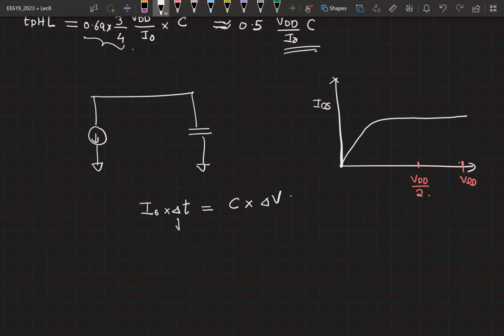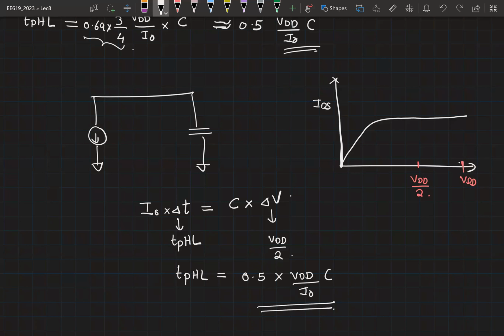So now in our case, I naught is equal to TPHL, right? And delta V is equal to VDD by 2. So can you tell me what is the value of TPHL? So you should get 0.5 into VDD by I naught into C. So irrespective of whether you use method 1 or method 2, your TPHL value will come out to be same.